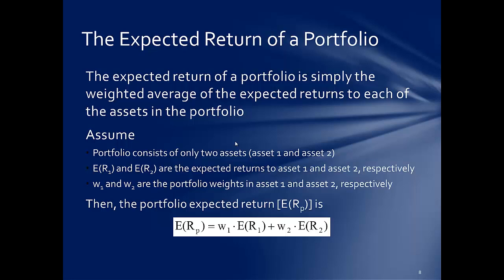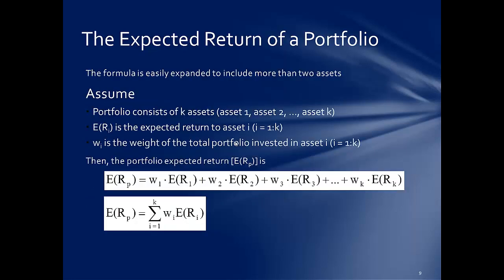It's simply the weight of asset 1 times the expected return of asset 1 plus the product of the weight of asset 2 times the expected return of asset 2. This formula is easily expanded to include more than 2 assets.